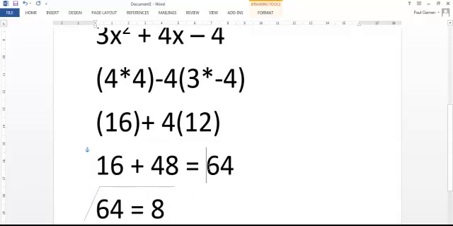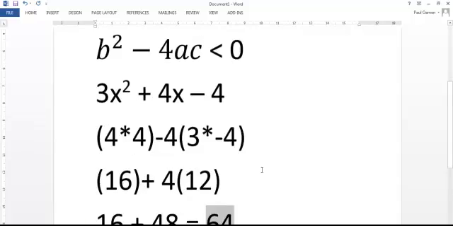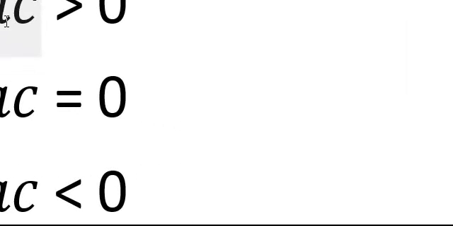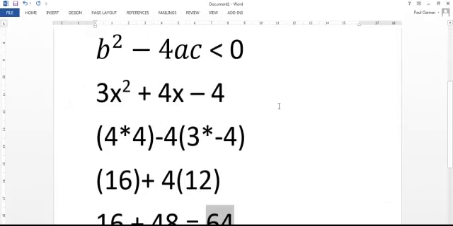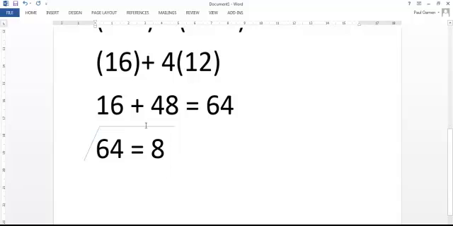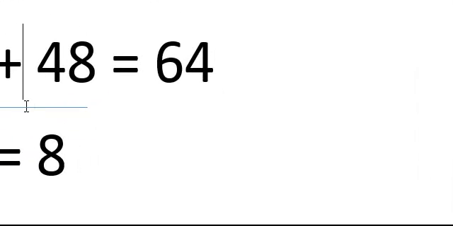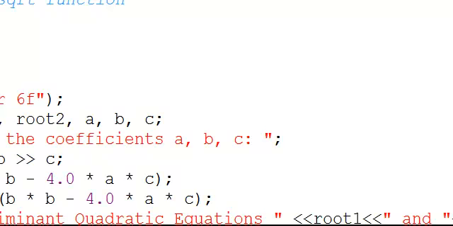We have 64, which means the discriminant is greater than 0. If the discriminant is greater than 0, that gives us two distinct real numbers, and the square root of that is this. Okay, now that is sorted, let's go into the program right now.